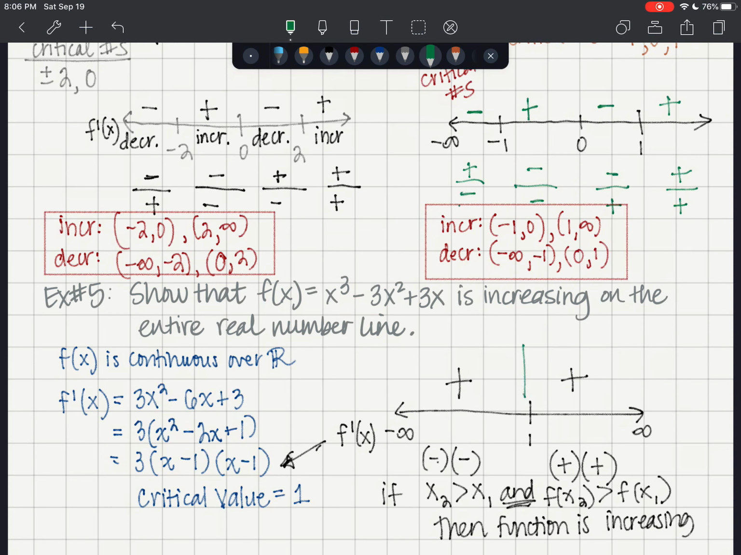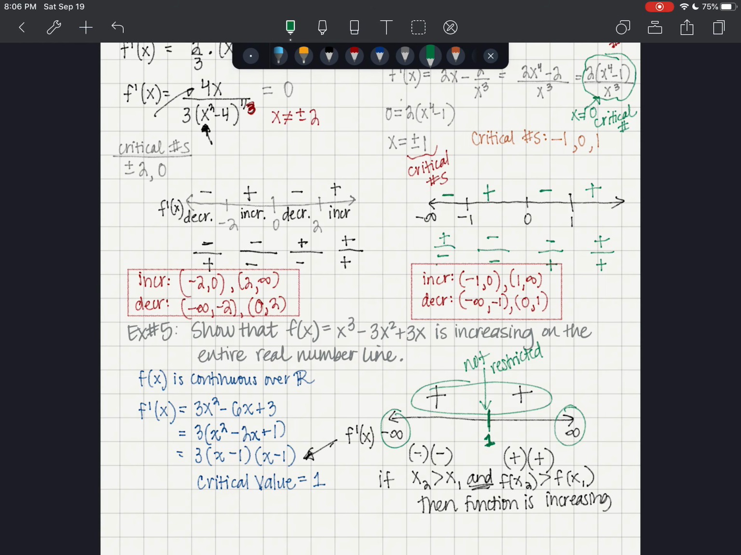1 is not a restricted value. So this is not a restricted value. It did not come from any restrictions in the domain. Therefore, from negative infinity to positive infinity, we are increasing over the entire domain. And that's because the value 1 is not coming from a value that's restricted from the original domain.